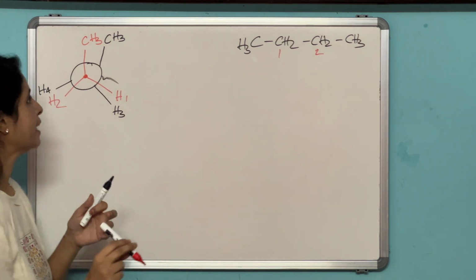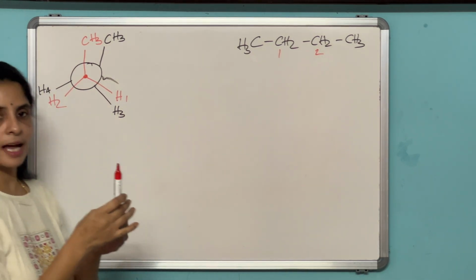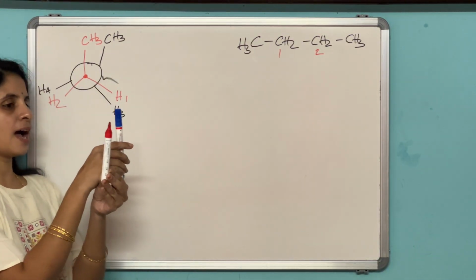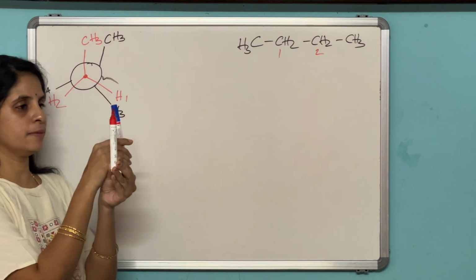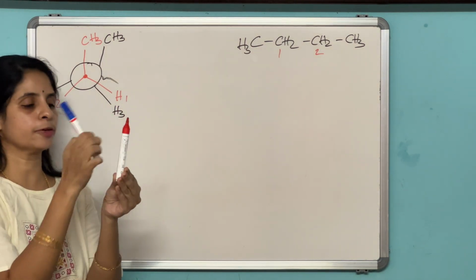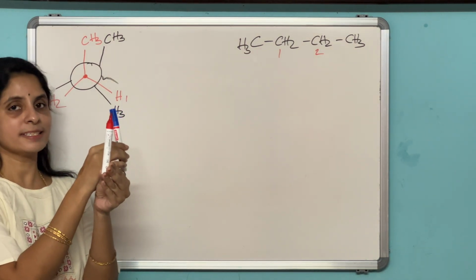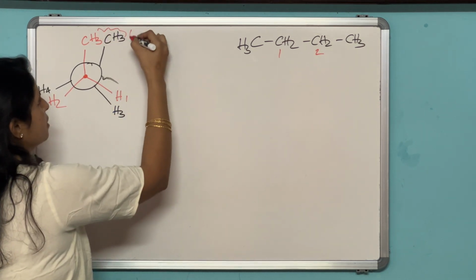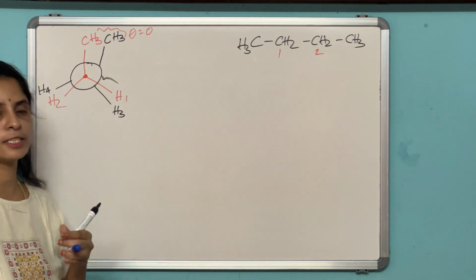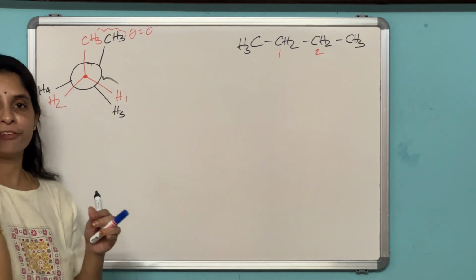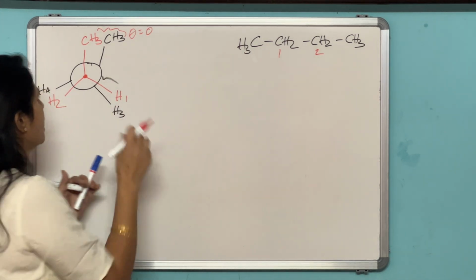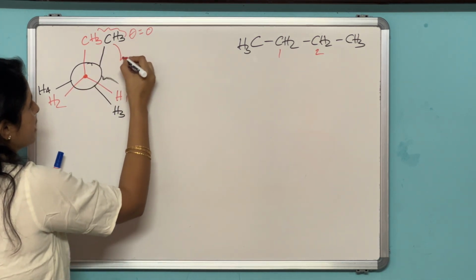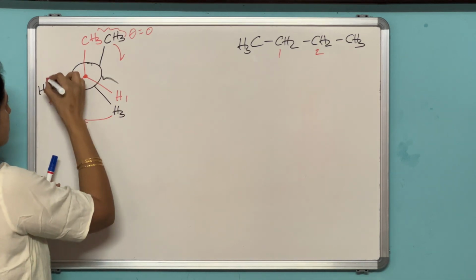So what is the dihedral angle here? The front carbon's methyl group is exactly behind the second carbon's methyl group, so the dihedral angle between these two is 0. Theta is 0. Now, keeping the front carbon fixed, you rotate the second carbon by 60 degrees.